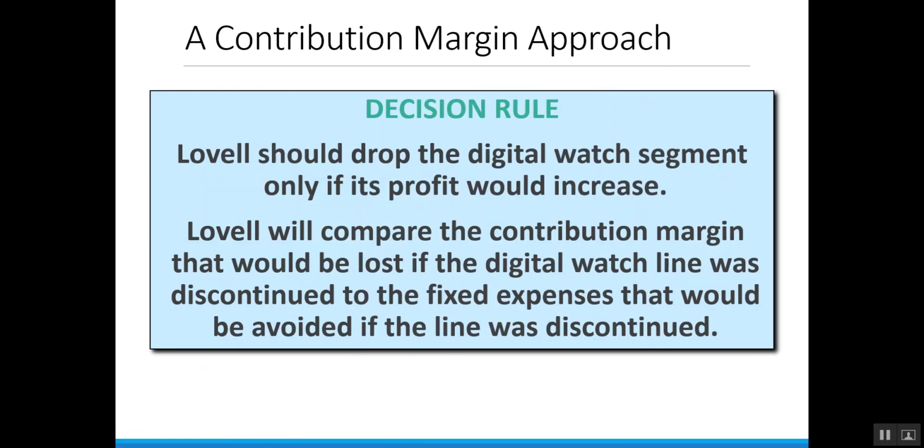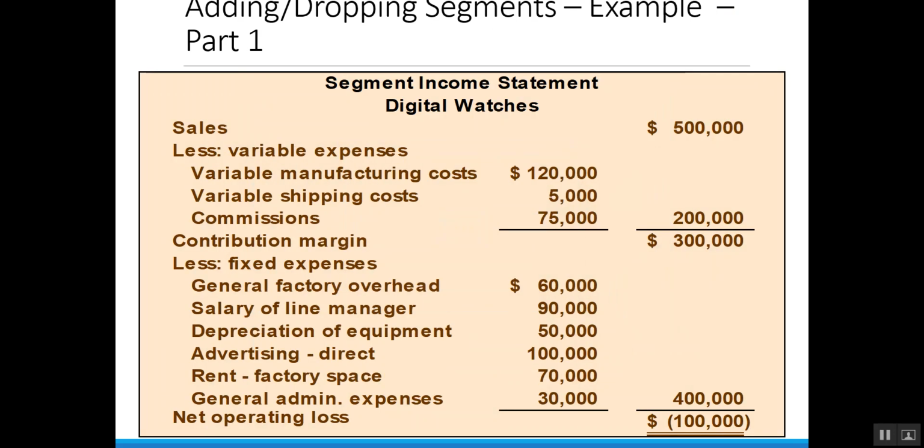So here's what we need to think about. We should only drop the digital watch segment if the profit would increase. So what we're going to do is compare the contribution margin that would be lost if the digital watch line was discontinued to the fixed expenses that would be avoided if the line was discontinued. If we can discontinue some fixed costs, we're interested in that, but we also want to remember we're going to lose some contribution margin.